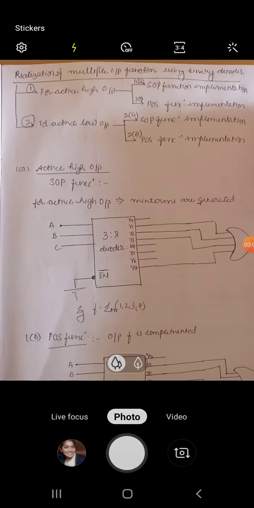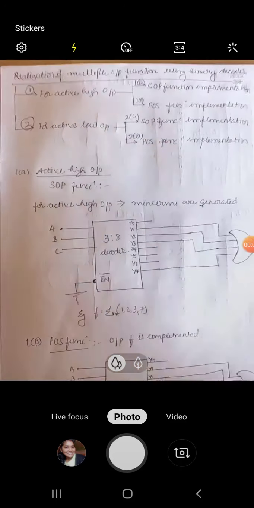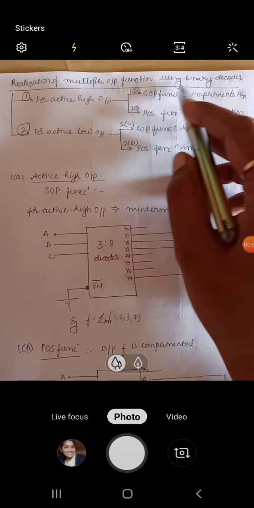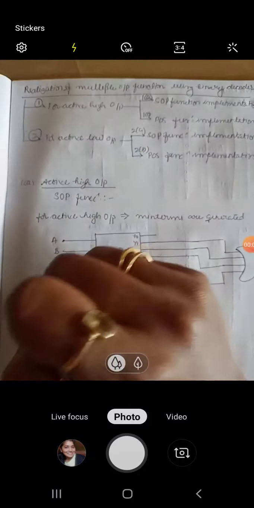Welcome to episode 3 of the decoder session. In today's session, we are going to deal with realization of multiple functions using a binary decoder.